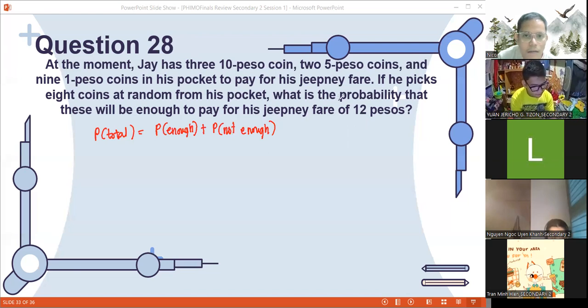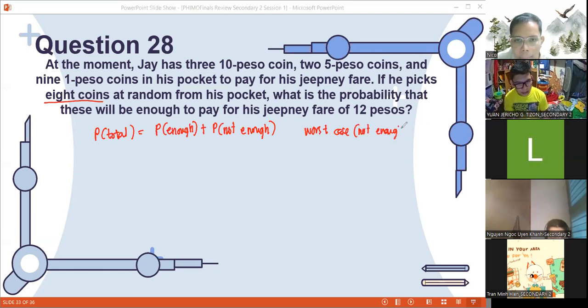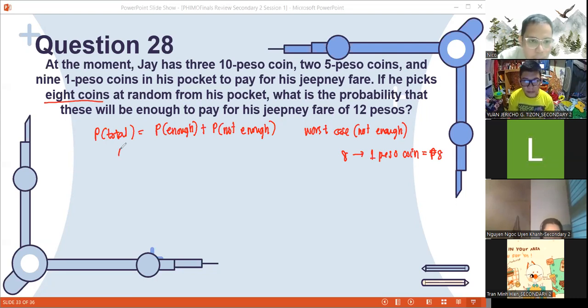You'll get 8 coins at random, no? So the worst case, which is not enough, is that all of the 8 are 1 peso coins. Because this is just 8 pesos, right? So you will not reach the 12 pesos. So the total probability is equal to 1, right?